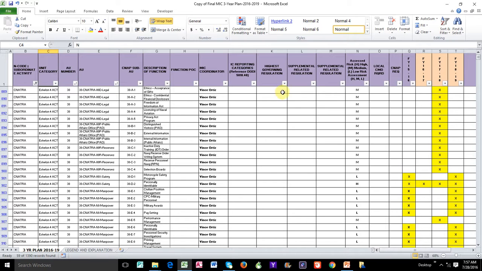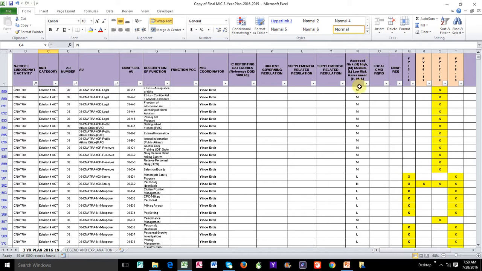The thought process being that at some point there is a command inspection program that may or may not materialize, but if it does, we want this document to be the central focus so we don't have to reinvent the wheel on a lot of things.